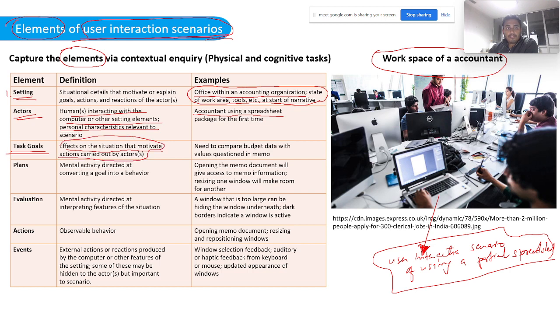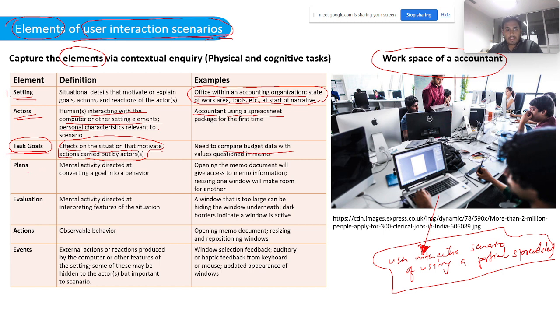For example, if a particular accountant is asked to compare the budget data, then that becomes a goal for him. Probably at a particular time of day, when you are asked to investigate that particular context, that particular user interaction scenario, he or she may be involved in comparing the budget data. So that becomes the task goal for that particular person.